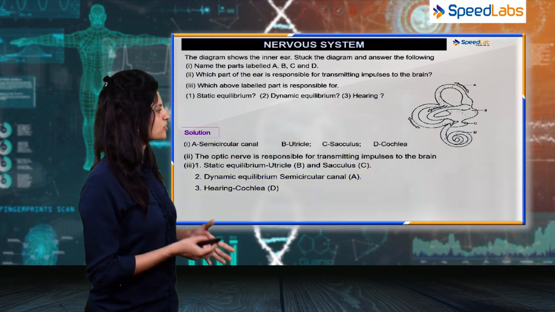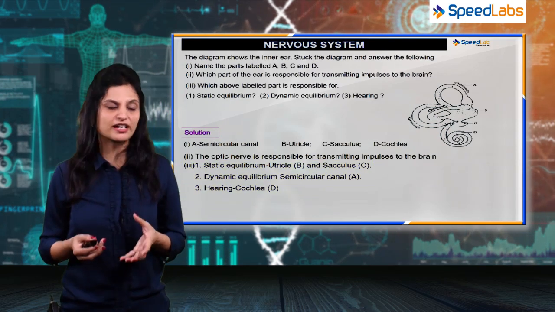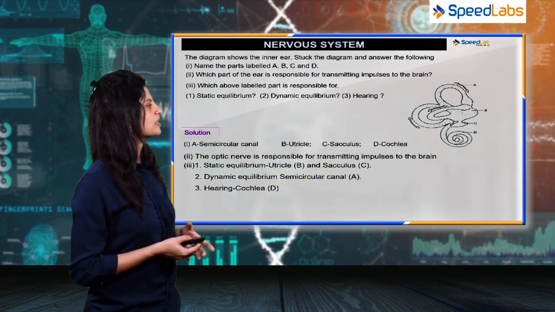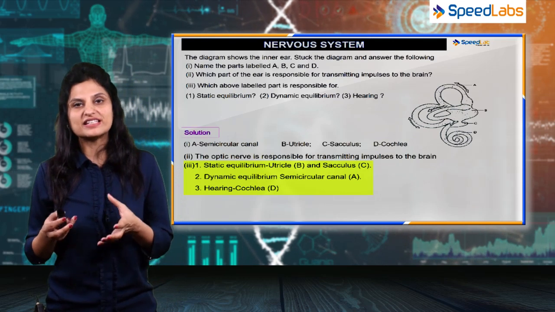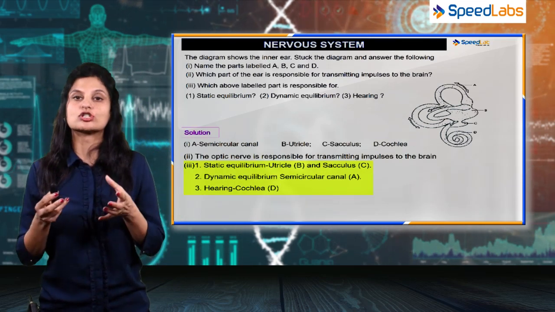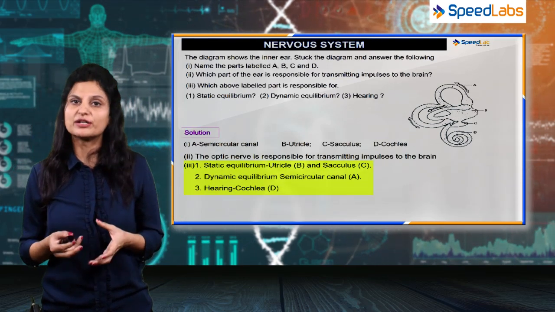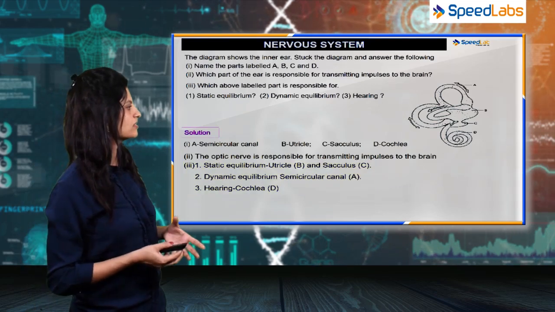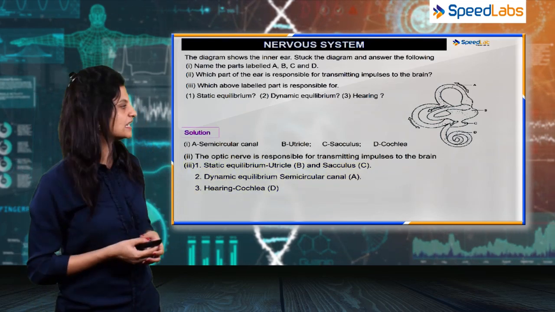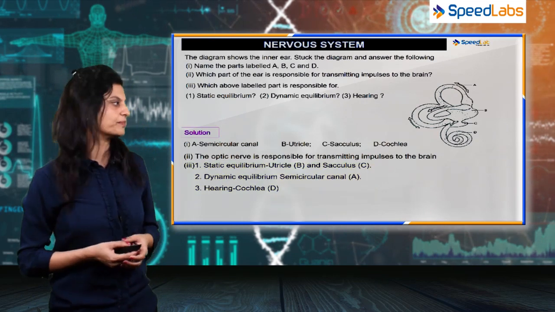Next is, which part is responsible for maintaining dynamic equilibrium? The fluid in the semicircular canals is responsible for maintaining dynamic equilibrium. Hence, the answer over here will be part A, which maintains the dynamic equilibrium.